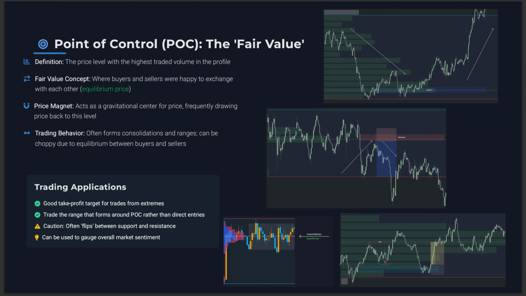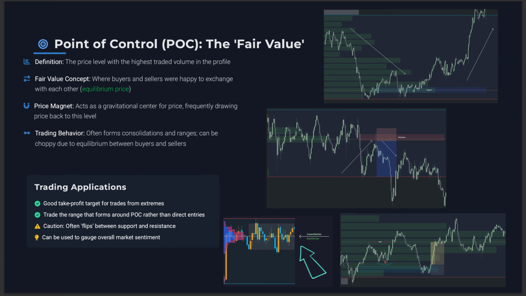Here's what makes the POC so special. It represents true fair value. When massive volume occurs at a specific price level, it means both buyers and sellers were happy to transact there. Buyers felt it was a good price to buy. Sellers felt it was a good price to sell. This creates what we call fair value.